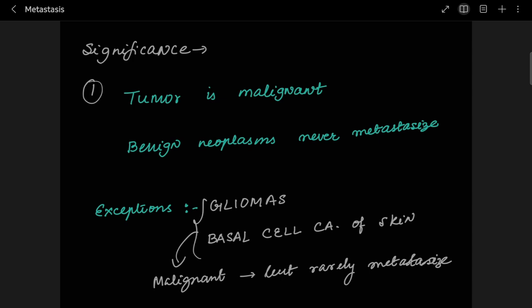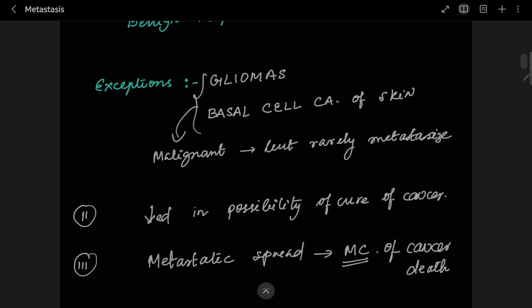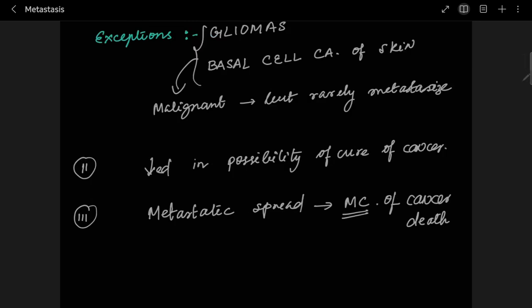So a tumor is malignant, but there are some exceptions, like gliomas and basal cell carcinoma of the skin. These are some factual things, okay, just have to remember. That's why I mentioned it in this slide: gliomas and basal cell carcinoma of the skin are malignant, but they rarely metastasize, right. But the general property is that malignant ones metastasize, and only these two are the exceptions.